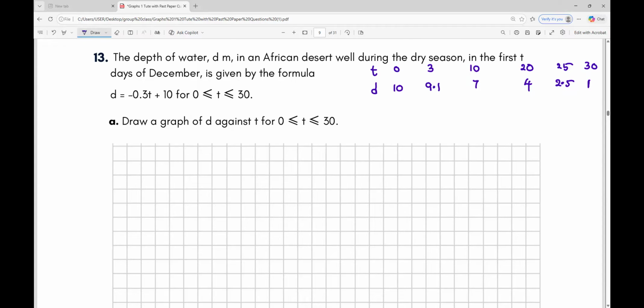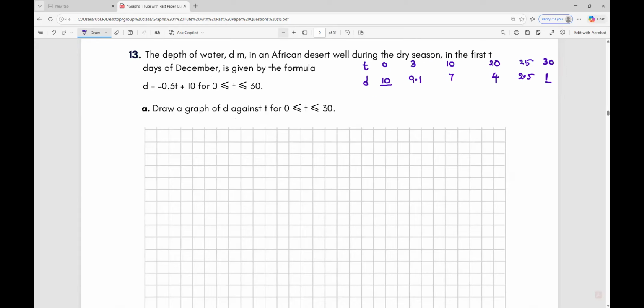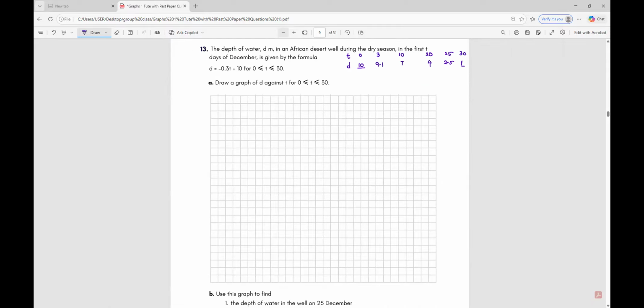Draw a graph of D against T for this. The highest D value is 10, the lowest D value is 1. That's the Y coordinate. For X coordinates, there is a big range, 0 to 30. Y is no issue. The issue is with X. There are no negative values, so you can start from here. X also the same.